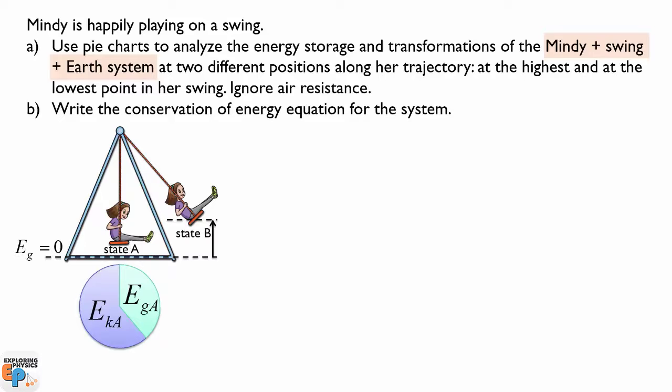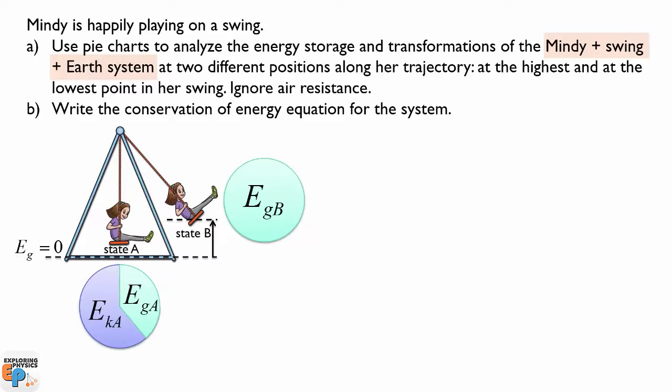The system has no kinetic energy at state B. The total energy of the system at state B is made up of only gravitational potential energy. The size of the pie chart is the same because the total energy of the system is constant. All kinetic energy of the system in state A was transformed into gravitational potential energy in state B.